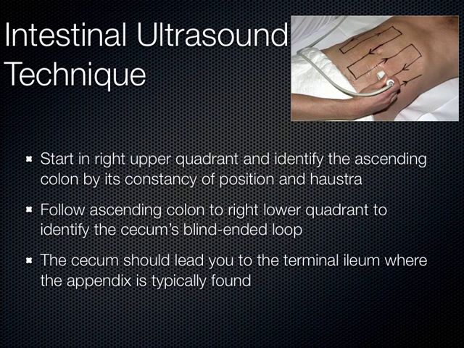You're going to follow that ascending colon. First, I go down to the right lower quadrant, looking around where the appendix would be, okay? And the cecum's got a blind-ended loop down there, and that's the location where you'll find the terminal ileum, and the appendix will pop right off the terminal ileum. And do I always see those structures? No, but I know that that's where they're supposed to be, and really what I'm doing, especially when it comes to appendicitis, is looking for a non-compressible tubular structure down there. I'll get into that in a minute.